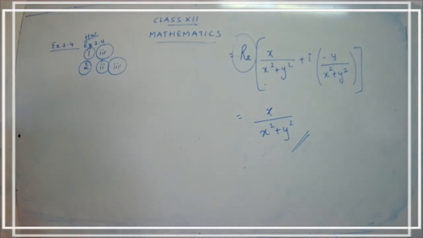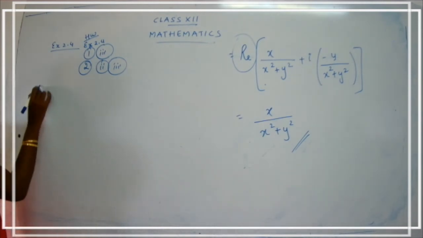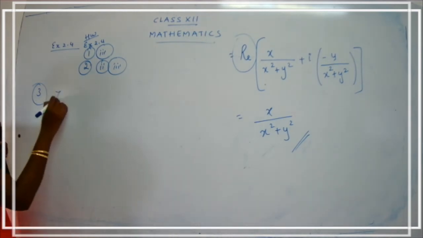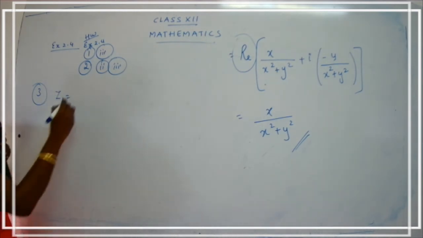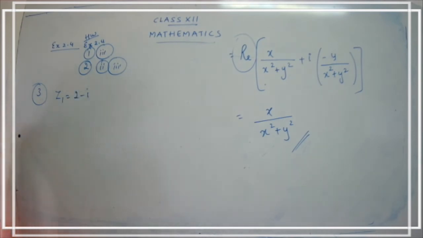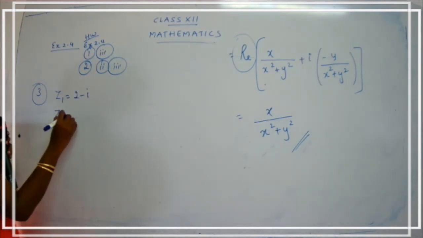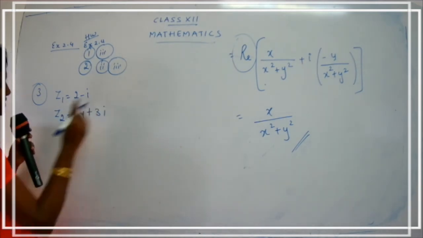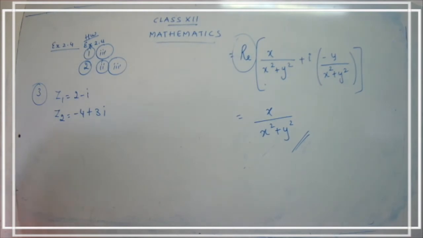Okay, children, let's continue with the third question. Take down the third question. What is the third question? Z1 is equal to 2 minus i. Okay. What is Z2? Z2 is equal to minus 4 plus 3i. So these are the two complex numbers given to us. What is the first complex number? Z1 is equal to 2 minus i. Okay. What is Z2 given to you? Minus 4 plus 3i. Okay.